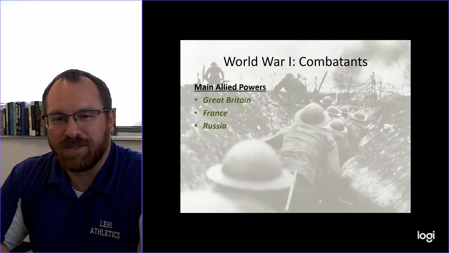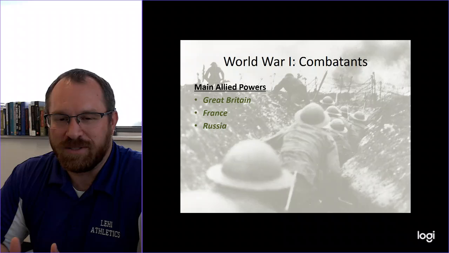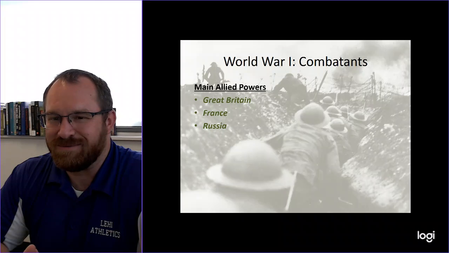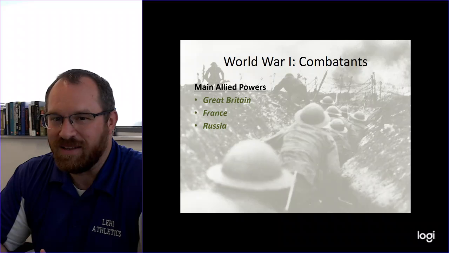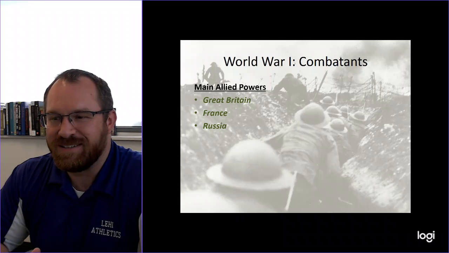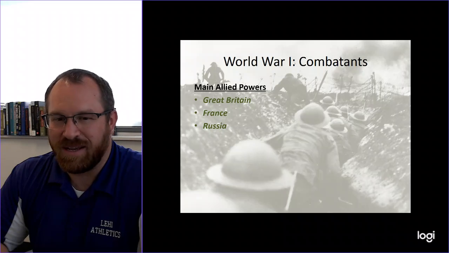Main Allied powers, Great Britain, France, and Russia, known as the Big Three. And when it comes down to it, World War I really a lot of times does come down to Great Britain, France, and Russia versus Germany. I mean, that's not completely fair to say, but they're considered the big dogs on this. And in that way, it seems like a 3 versus 1.